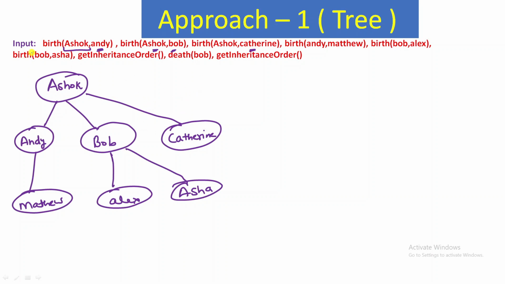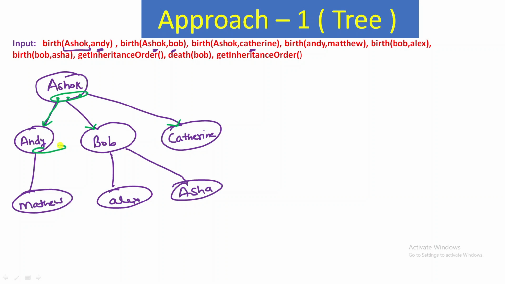So let's say this input is given. If we draw this in diagram form, this order is basically shown in the tree data structure. So see, Ashok is one node. Each person is basically a node. And if you see, there are three children, Andy, Bob, and Catherine. So you can say there is a vector in this node, and this is the first child, then there is a second child and a third child, right?